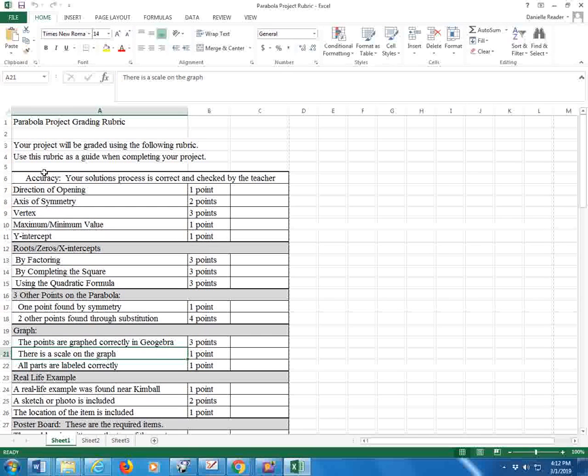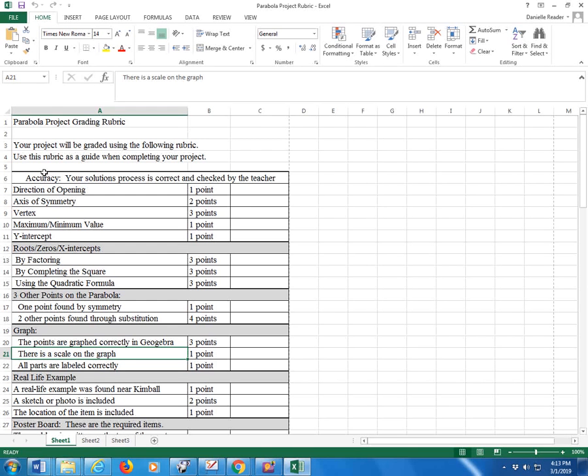And why? That's worth a point. You need to have your axis of symmetry written somewhere on your board. My axis of symmetry was x equals negative 3/4. You need to have your vertex written somewhere on your board. My vertex is negative 3/4, comma, negative 225/8.